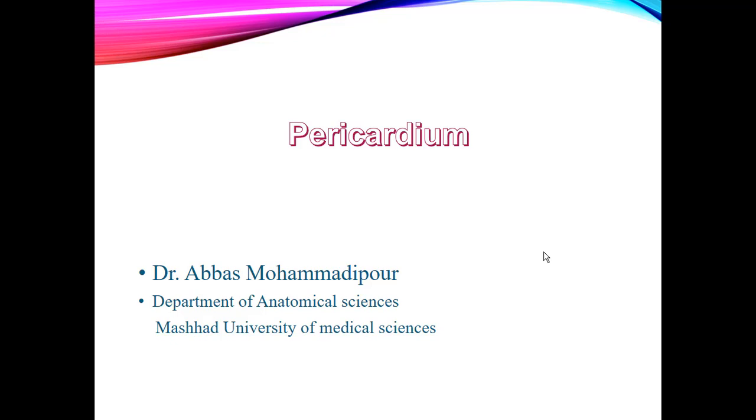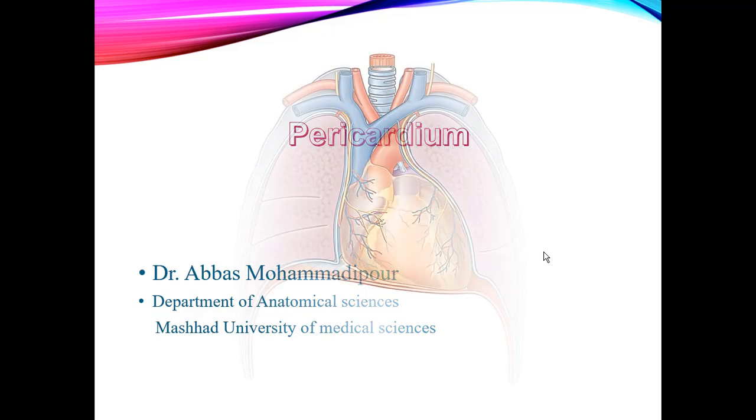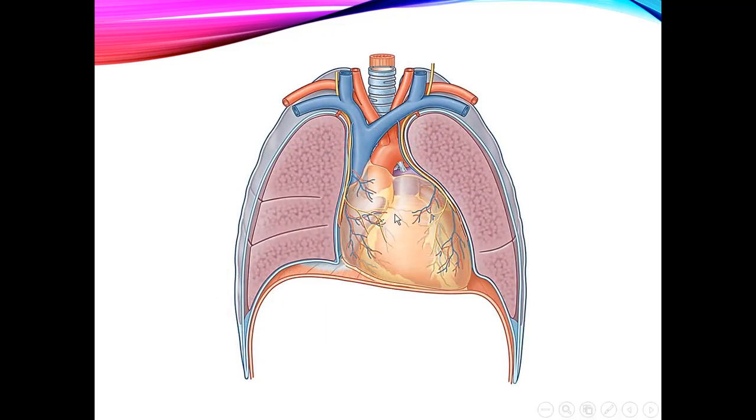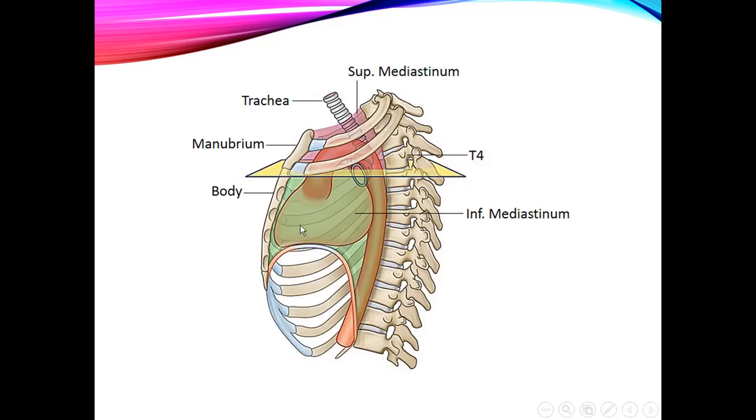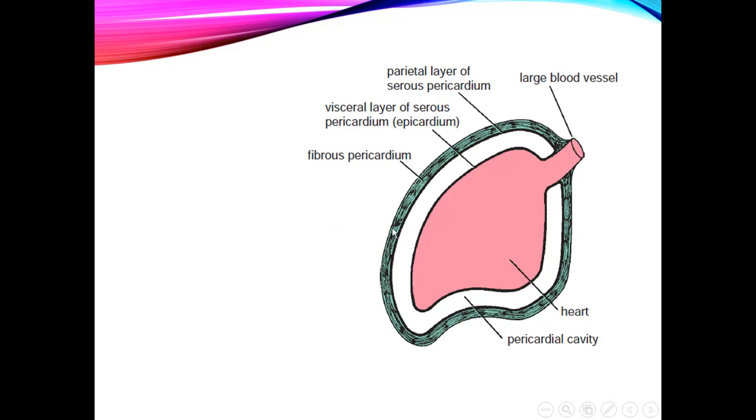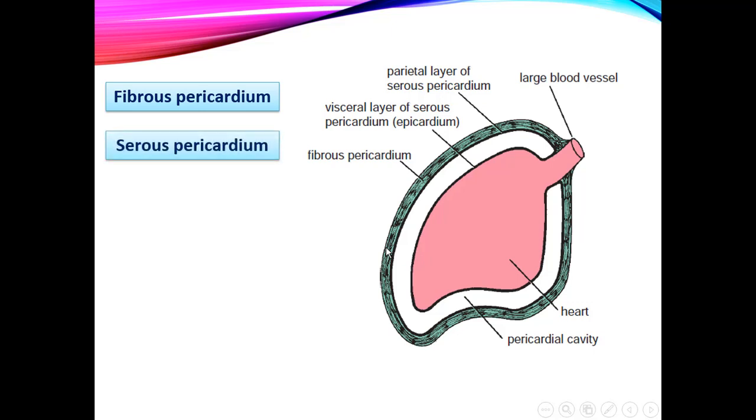Today's lesson is about the pericardium, a fibroserous sac which encloses the heart and great vessels: the pulmonary trunk, the ascending aorta, and the lower part of the SVC or superior vena cava. It's located in the middle mediastinum, or middle part of the inferior mediastinum, and as I said, it consists of two components, including the fibrous pericardium or fibrous layer and serous layer.